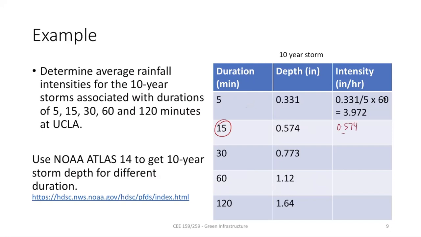0.574 in 15 minutes, and you know that 1 hour is 60 minutes. So basically 4 times 0.574. So whatever that is, it will be inches per hour. So you can convert like this for a lot of other factors if you know one value.